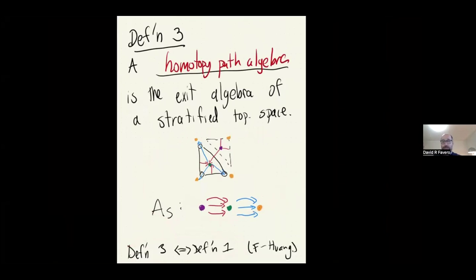I kind of mumbled it under my breath, which is one way you can achieve this: you take the classifying space, so the simplicial complex corresponding to the nerve of this category, and you take the exit algebra that comes with the stratification, which we call this tree stratification. And you take the exit algebra of that, you'll recover this algebra. So there's always a stratified topological space that gives you this.